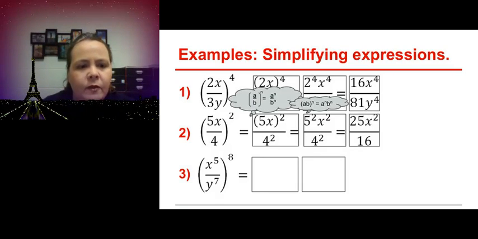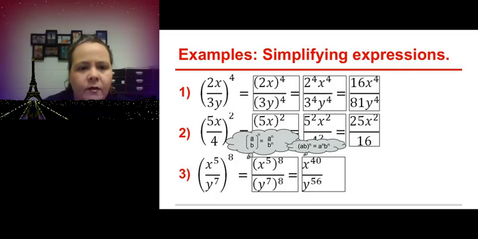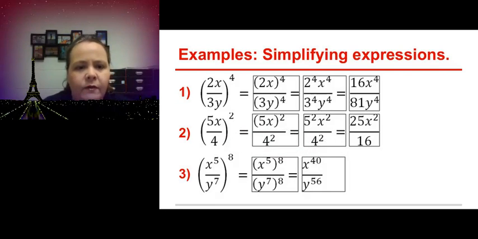Looking at our third example, we have x to the 5th divided by y to the 7th, all raised to the 8th power. Using our quotient rule, we have x to the 5th raised to the 8th power over y to the 7th raised to the 8th power. Now using our power to a power rule, we have x to the 40th over y to the 56th power.